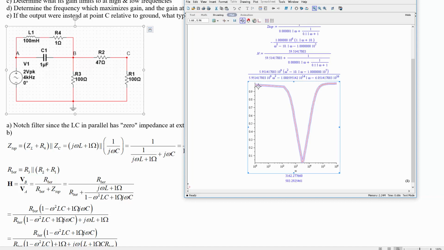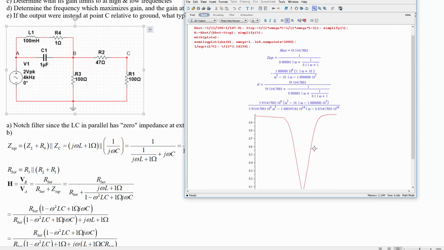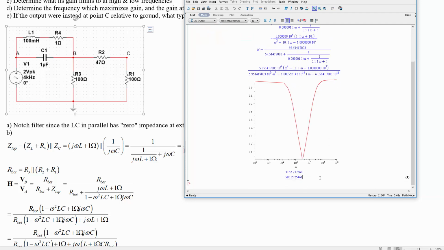Okay, now notice also that the gain does limit to nearly 1 at the high and low frequency ends, and it does go down to close to 0 right here in the middle, and that is pretty close to our 1 over root LC as expected. Okay, so that's the confirmation using a computer algebra system.